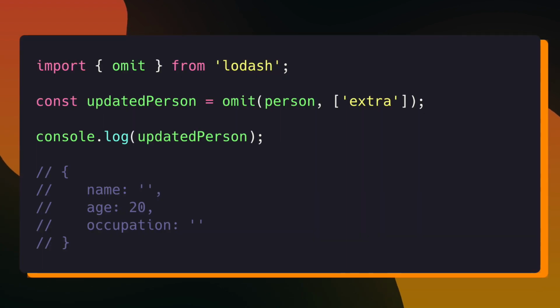So in this code block, I'm importing the omit function from Lodash, and then I am calling the function where I pass in my person object as the first argument, and then I provide an array of strings as my second argument, where I say extra is one of the keys that I want to omit. The omit function is going to return the updated person object, which when I print it out, I can see I now only have 3 key value pairs.